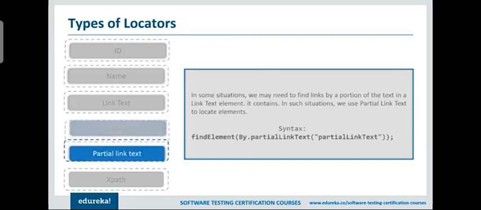Next will be your partial link text. So in some situations we may have to find the links by a portion of the text that it contains because the proper text will not be there. In such cases, we can use partial link text to locate the elements.